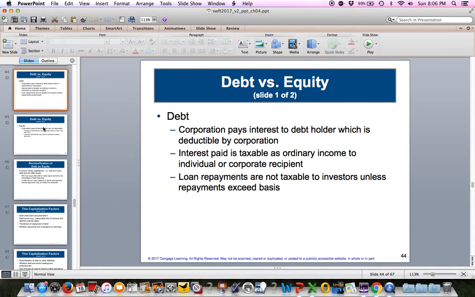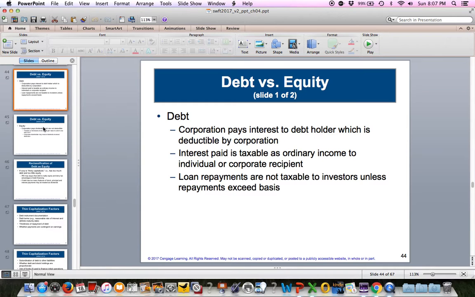Debt versus equity of a corporation. Corporations pay interest to debt holders, which is deductible by the corporation. That's part of the corporate form, one advantage is that the debt interest payments are all tax deductible. Interest paid is taxable as ordinary income to individual or corporate recipients. So again, the corporation is paying interest, it deducts the interest to compute taxes. Whoever receives the interest, it's interest income to that party, another corporation or individual.